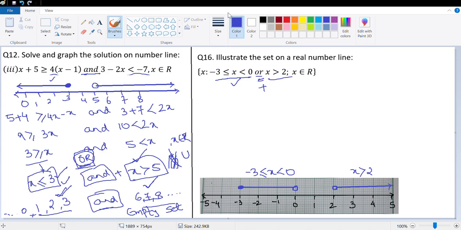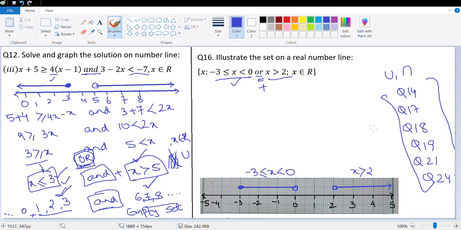Quick reminder, this type of question is not in your syllabus. Again, any question which has union, intersection is not in your syllabus as per ICSE 2021. So the questions from your textbook which will not be a part are 14, 17, 18, 19, 21, 24. These kind of questions are not in the syllabus for this year, so you don't need to worry about them. Let's move on and solve the next question.